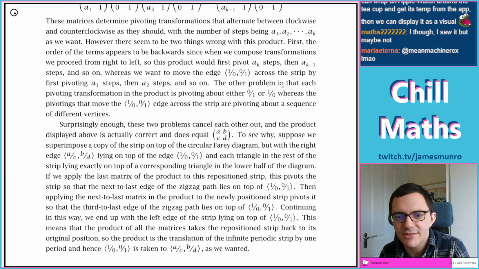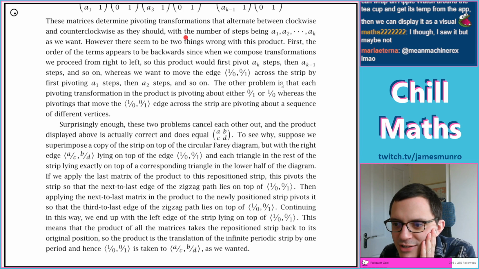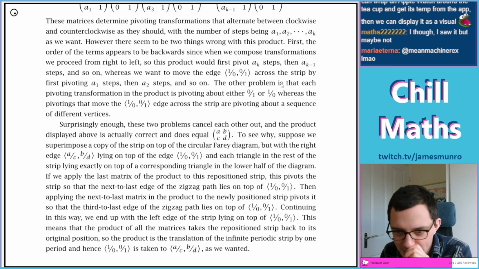There's a problem, and then it's going to two problems. They're going to cancel out, which sounds like fun. Two things wrong with this product. First, the order of terms appears to be backwards, right to left. So this product would pivot AK steps and AK minus 1 steps, whereas we want to move that edge forwards. The other problem is that each pivoting transformation of the product is pivoting about either 0, 1 or 1, 0, whereas the pivotings that move that edge are pivoting about a sequence of different vertices.